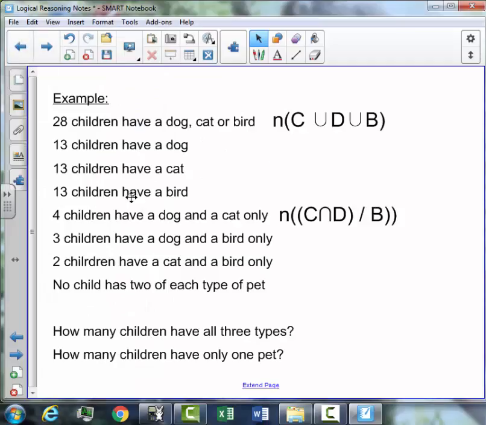So now if I answer the final question, if it says how many children have all 3 types, this would be, if you wanted to write it out, the number of people who have dogs, cats, and birds.